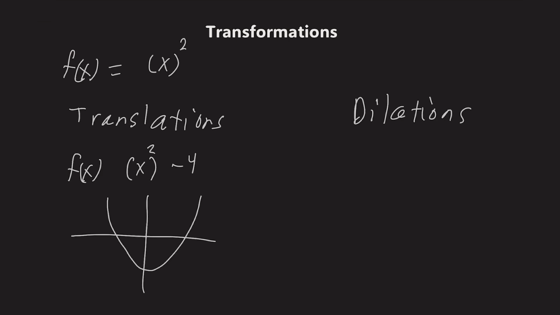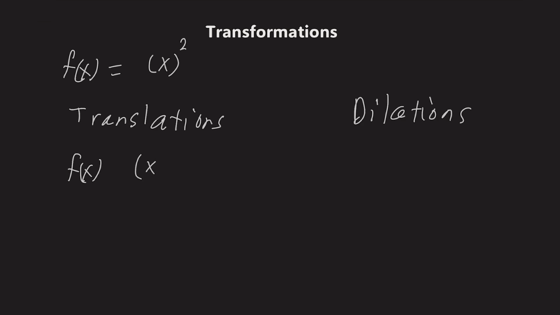Okay? So an addition or subtraction outside of the function provides a vertical translation. By contrast, if I instead were to do an addition or subtraction inside the function, as in x minus 4 squared, that would translate me to the right, and my function would look like this now. In a similar sense, if I were to write this as x plus 4 squared, that would translate me to the left, and my function would look like this now.